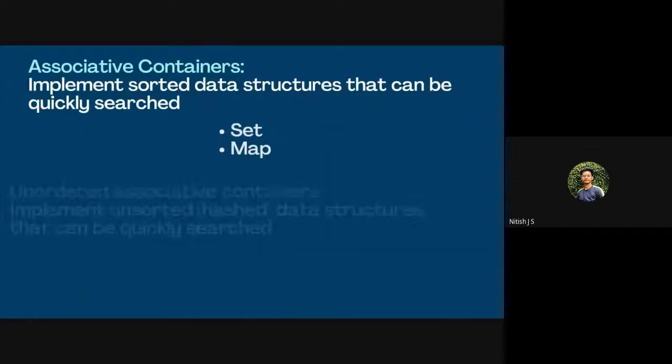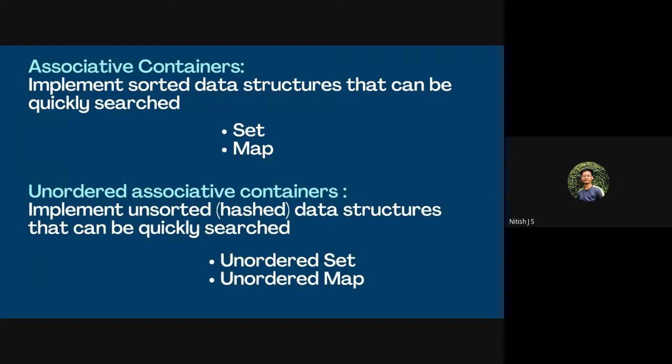Now we will see what associative containers are. They are used to implement sorted data structures that can be quickly searched. And you can see that in the name they have the word associative. So they are associated with each other, and they will be stored as key-value pairs in memory. You can identify the value using the key, and examples for them are set and map. Unordered associative containers are similar to associative containers, but they aren't sorted. They will be in an unsorted manner, and examples are unordered set and unordered map.